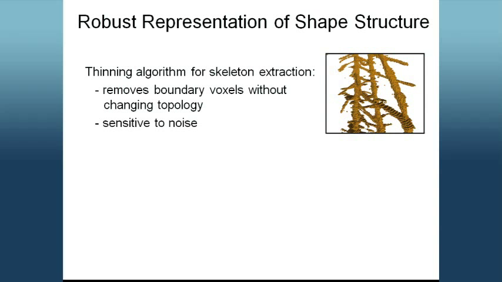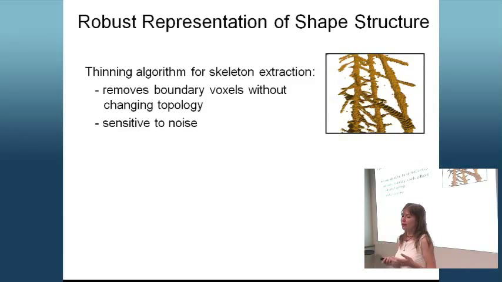So the first part that I'm interested in is computing a robust representation of the structure of the shape. In other words, I would like to have some skeleton representation of the shape. And this is useful because we can compute several features that are based on the skeleton. For example, we can assign different labels based on the type of the root that each segment in the graph represents, or we can use a skeleton-based approach in order to quantify how the structure of the root changes in time.